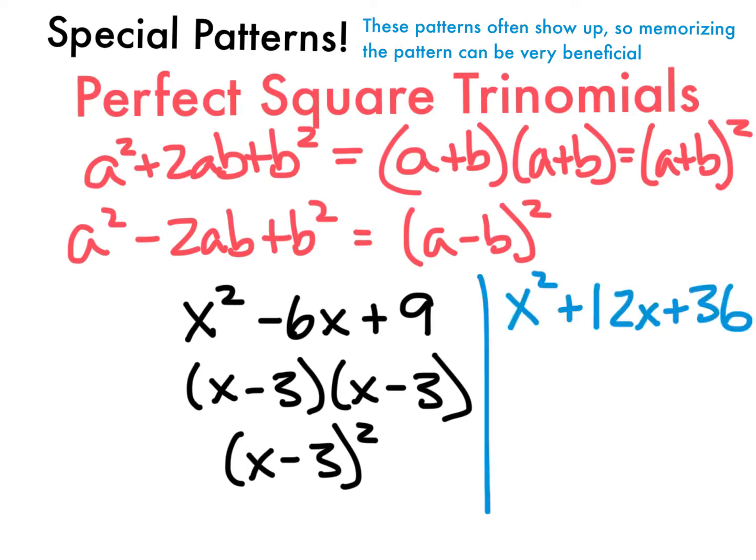Go ahead and give it a try here with the x squared plus 12x plus 36. Hopefully you can see that this is x plus 6 squared, because 2 times 6 is 12 times x is 12x. And we have an x squared and 6 squared.